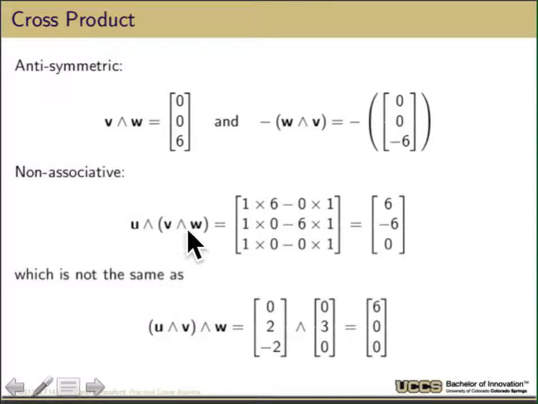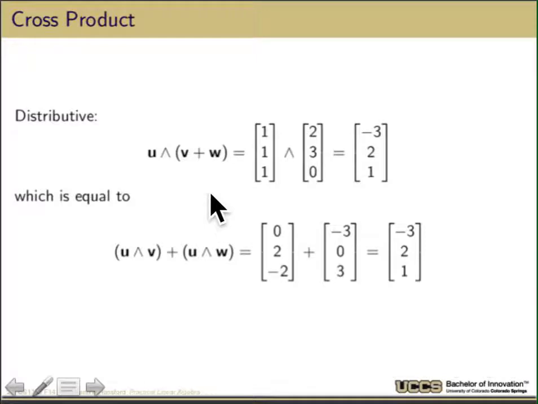Non-associativity: in this case, if you just work out a couple examples with these three, you'll find out it's not associative. So in this case, V cross the quantity U cross V cross W gives us this vector of 6, minus 6, and 0. And the quantity U cross V crossed with the quantity W gives us 6, 0, 0.